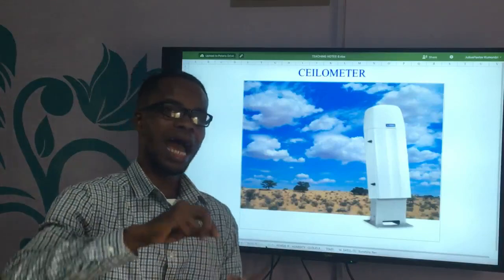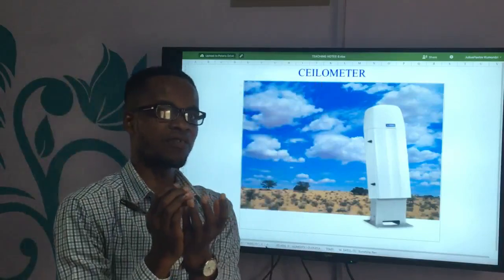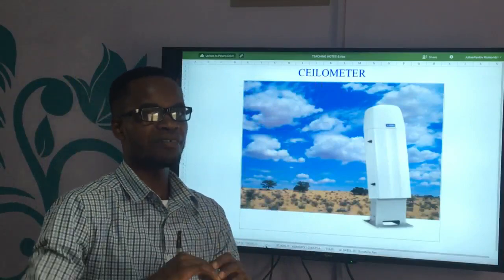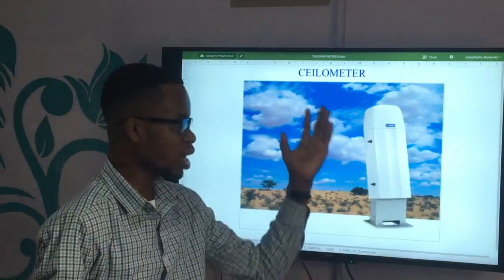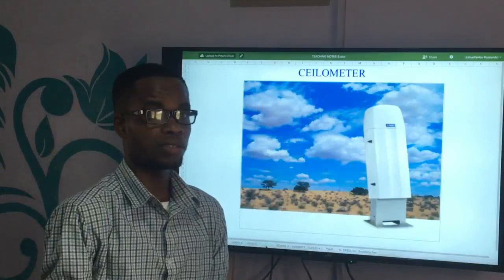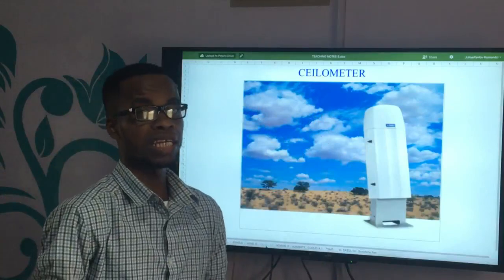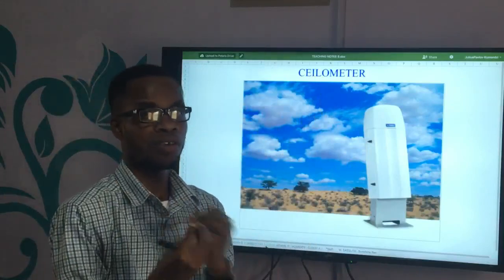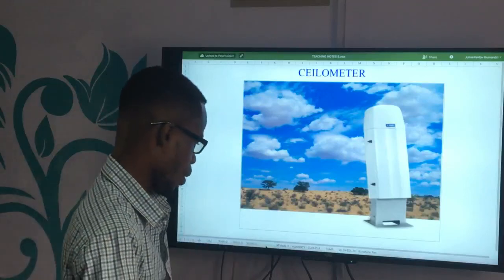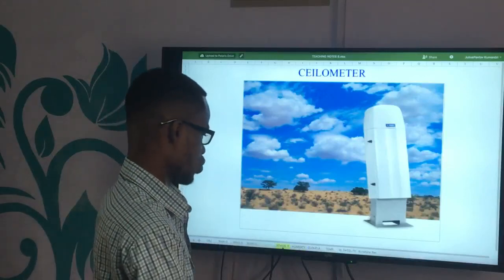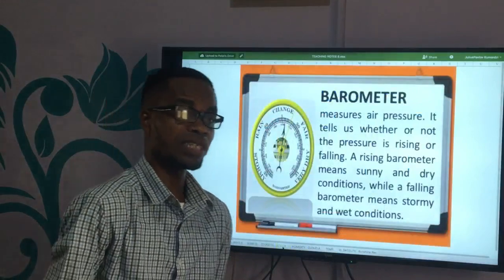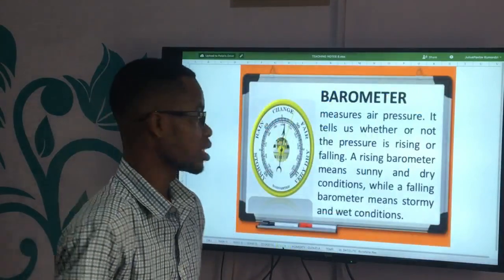So we have the amount of cloud. That one is a different instrument used for that. And then we have the height of cloud. This one is for the height of clouds. And we will talk about the amount of cloud very soon. Alright. Let's get to a very important element.